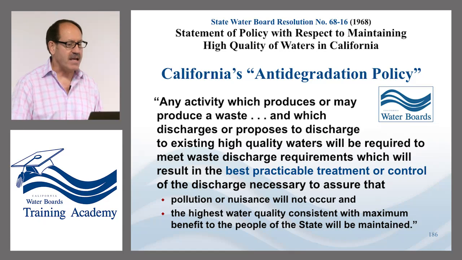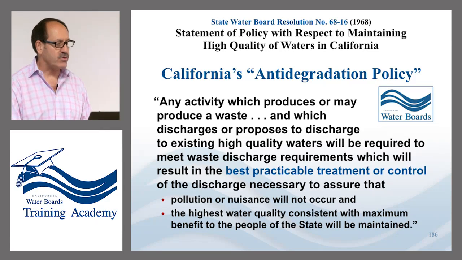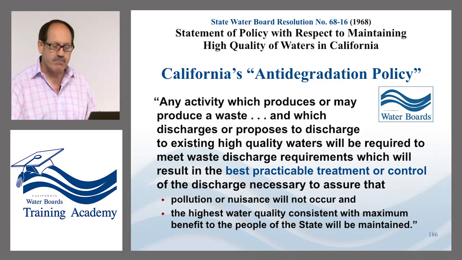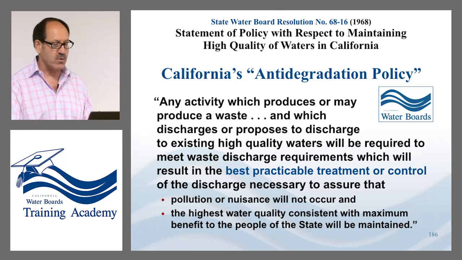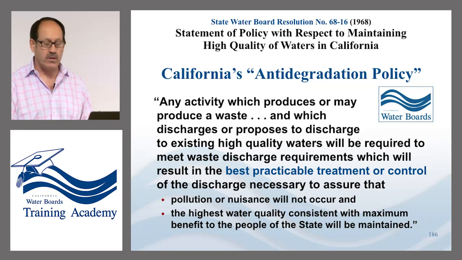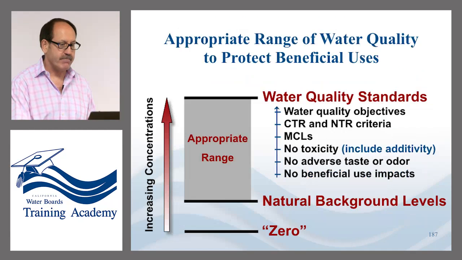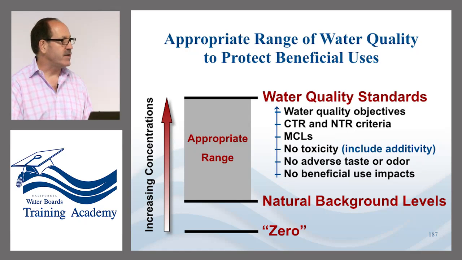Goes on to say that any activity that produces or may produce a waste which discharges or proposes to discharge to existing high-quality waters, waters that are better than our water quality objectives, those will be required to meet waste discharge requirements, which will result in best practicable treatment or control of the discharge necessary to ensure that pollution or nuisance will not occur, and the highest water quality consistent with maximum benefit to the people of the state will be maintained. So we're right back to this figure again.